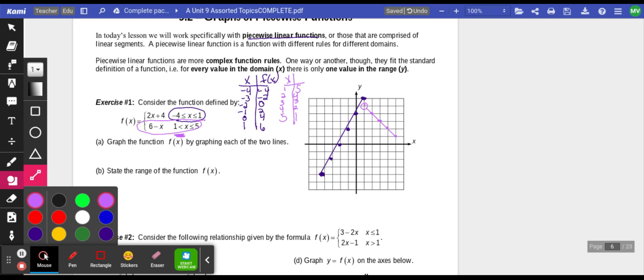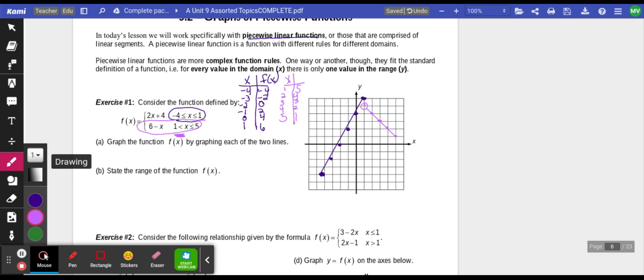So now we're going to state our range. Our range goes from negative 4 up to positive 6. And that's the graph of the piecewise function.